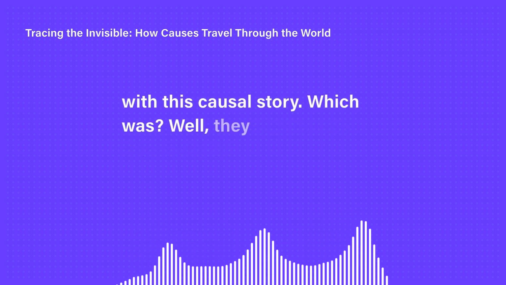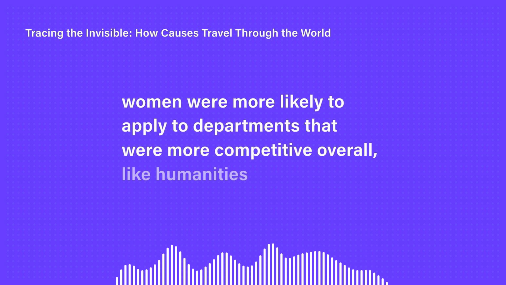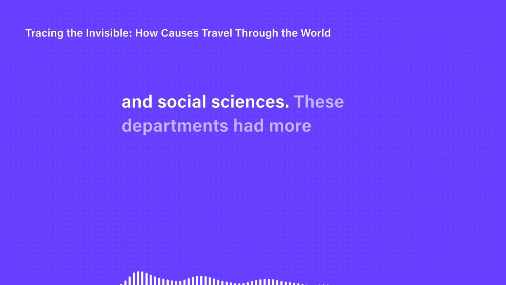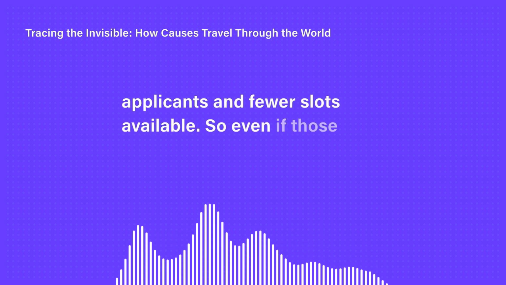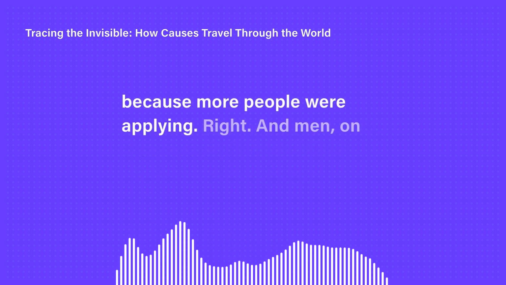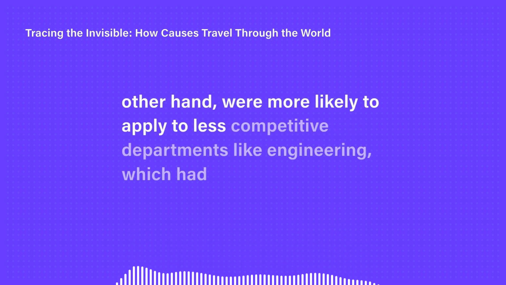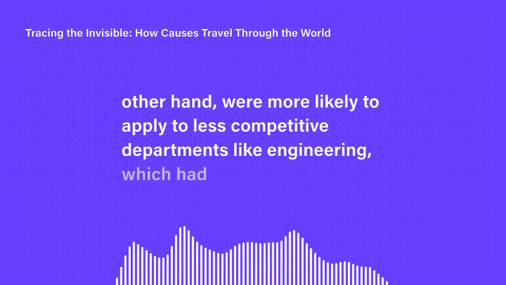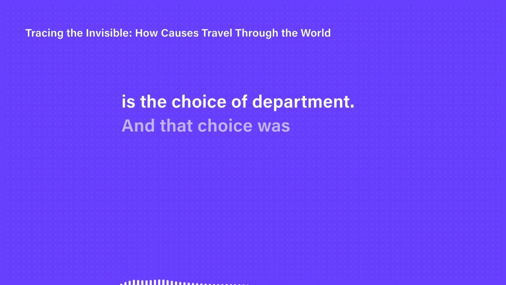Which was? Well, they said that women were more likely to apply to departments that were more competitive overall, like humanities and social sciences. These departments had more applicants and fewer slots available. So even if those departments weren't discriminating against women, they would still have lower admission rates simply because more people were applying. Right. And men, on the other hand, were more likely to apply to less competitive departments like engineering, which had more funding and more spaces available. So the mediator here is the choice of department.